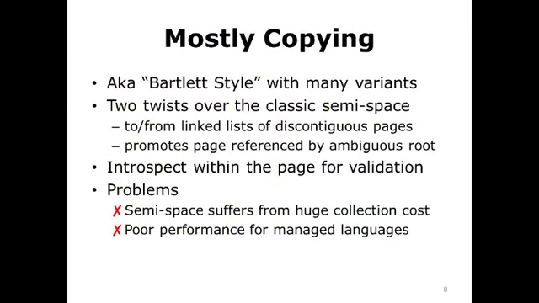Next comes mostly copying. It's also known as the Bartlett style collector and has many variants. It is basically a classic semi-space collector, but with two twists. One is that the to and from spaces are not contiguous pages, but rather a linked list of discontiguous pages. When a page is referenced by an ambiguous root, we simply promote that page. Nothing in that page will move. So in the non-moving collector we pin everything, but in mostly copying we actually pin pages.